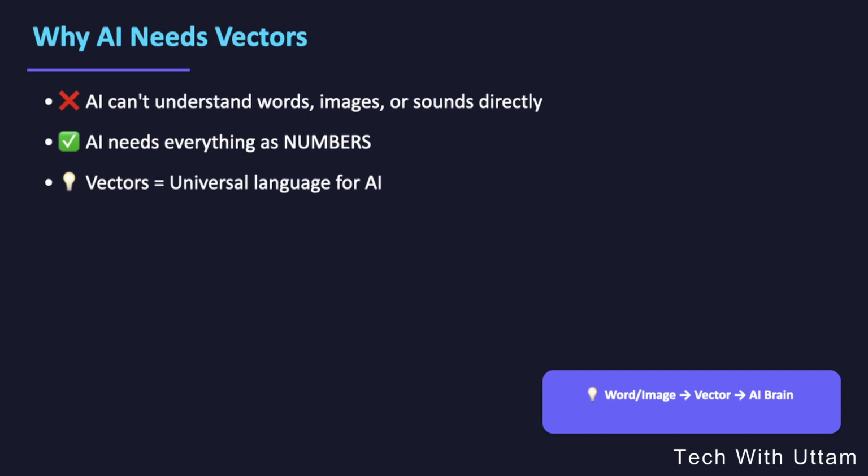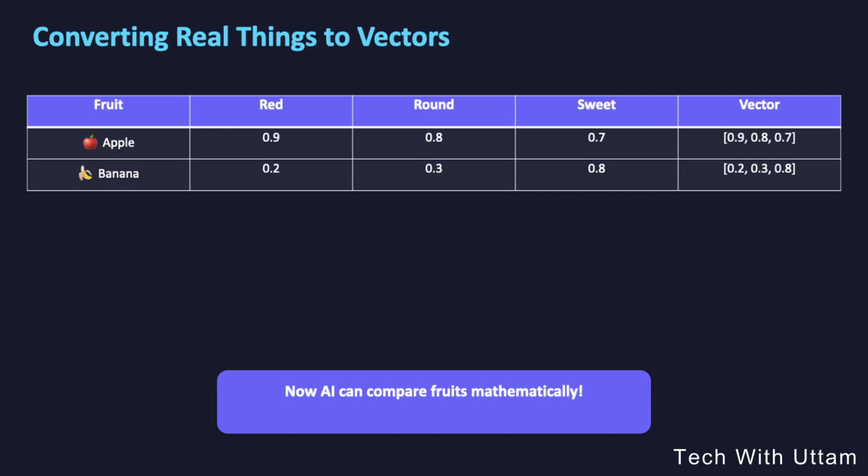Let's take a simple example. How would you describe an apple to an AI? Well, you could say it's red, let's give that a 0.9 out of 1. It's round, that's 0.8. And it's sweet, 0.7. So an apple becomes the vector (0.9, 0.8, 0.7). Now do the same for a banana, maybe (0.2, 0.3, 0.8). And just like that, the AI can now compare apples and bananas mathematically. It can see that apples and cherries are more similar than apples and bananas, just by looking at how close their vectors are.